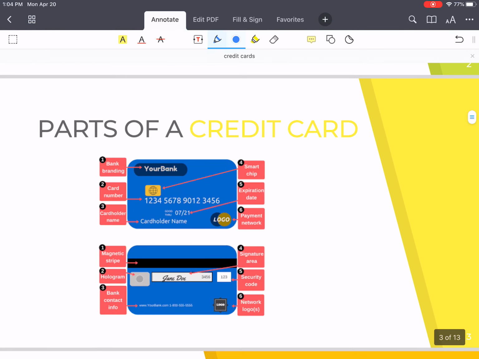The parts of a credit card, so a few key things. Most credit cards, especially nowadays, have a chip, and the chip makes it very easy to purchase something. You can just tap it, not have to enter a PIN or anything else. You have a card number that's specific to you. That's your card number. You also have an expiration date.